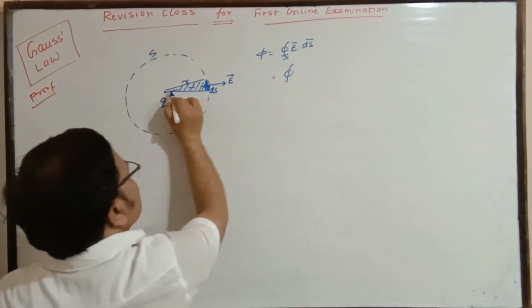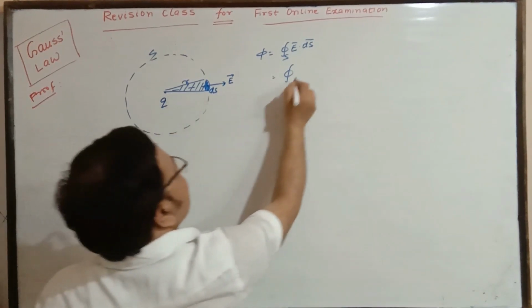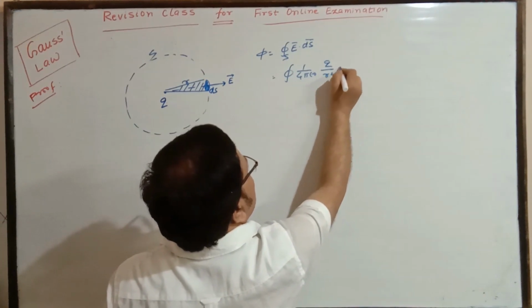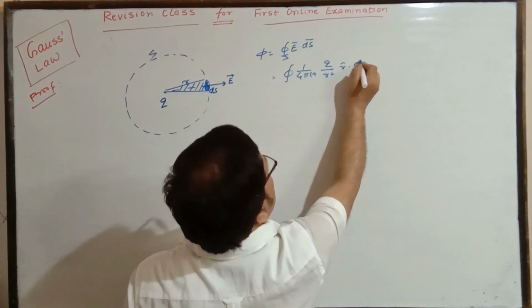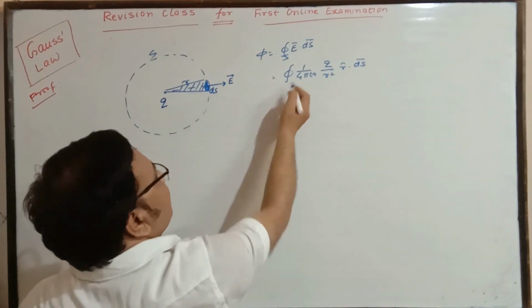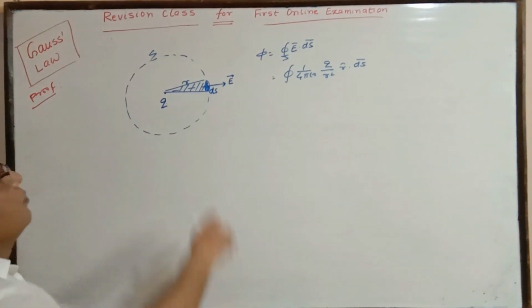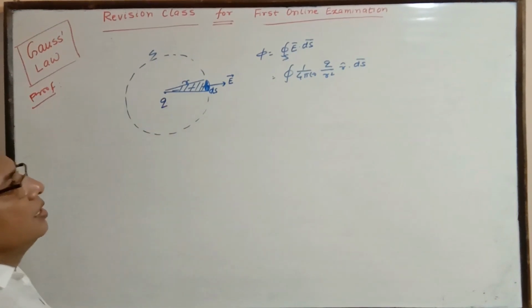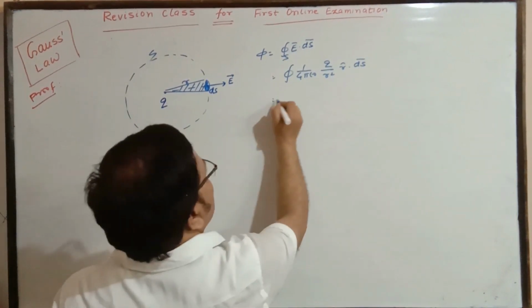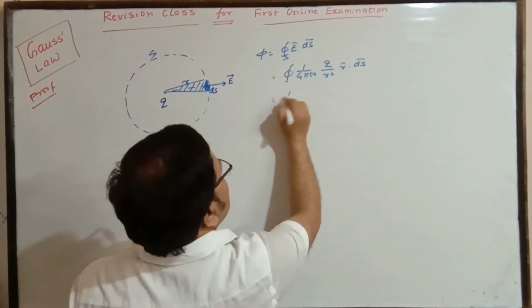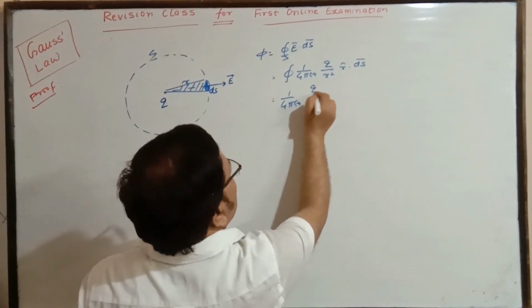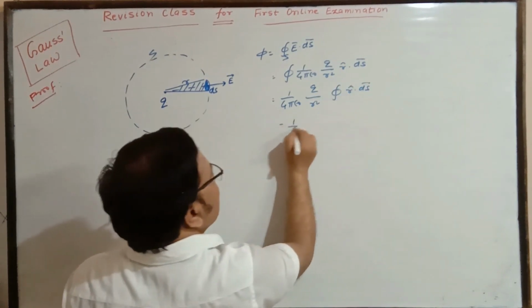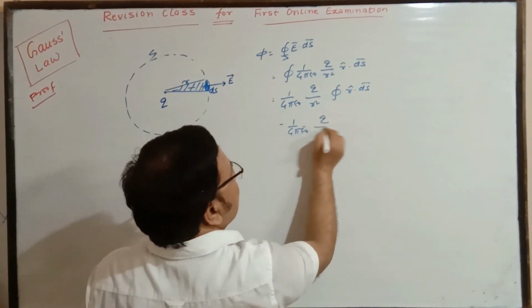We know at a distance r, due to charge q, the electric field is 1 by 4 pi epsilon naught into q by r square, r unit vector, dot dS. Here 1 by 4 pi epsilon naught is constant and q is constant. For all points of the sphere with q at the center, r value is fixed, so we can take it out. So the integral is 1 by 4 pi epsilon naught q by r square integral of r cap dot dS.